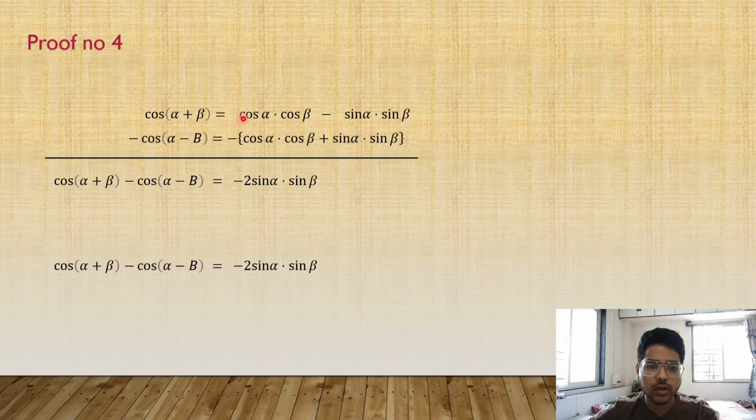So here in here, this is having positive and this is having negative, so they will be getting cancelled, and this minus of sine alpha into sine of beta, and here we'll be getting after multiplication minus of sine alpha into sine of beta. After adding this, we'll be getting minus 2 sine alpha into sine beta. So we'll be getting cos of alpha plus beta minus cos of alpha minus beta, that will be equal to minus 2 sine alpha into sine beta.